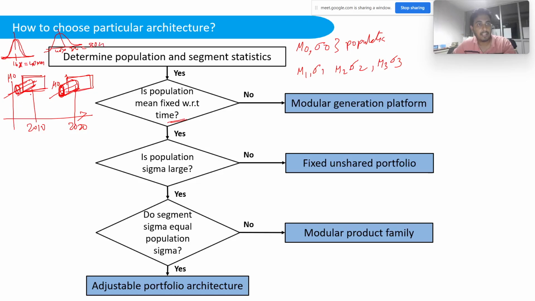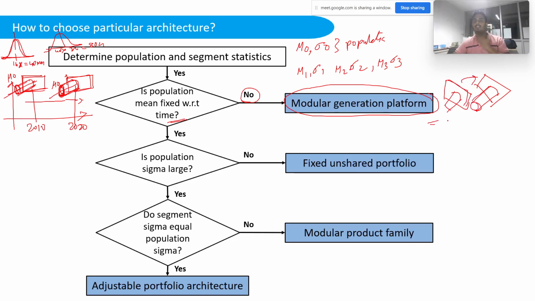So since there is a change in this particular need over time, the answer to whether the population mean is fixed with respect to time is no. It is changing. That means you will now go for a modular generation platform. In the case of a camera, that's how you will go for a new generation camera. All the rest of the things are the same except the lens is different. This is what we call the modular generation platform architecture. Clear?